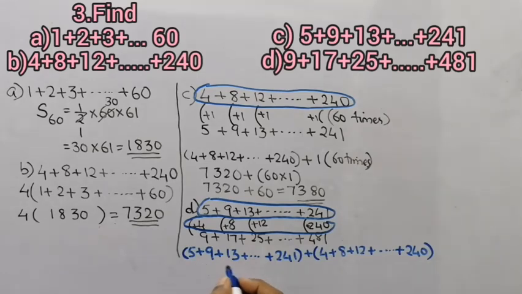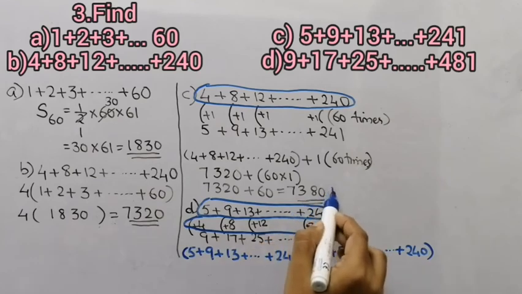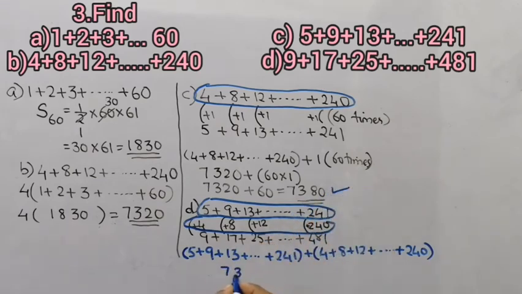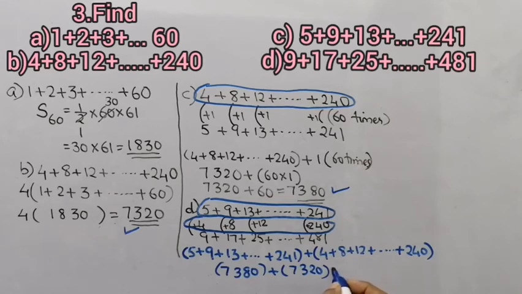So how much is 5 plus 9 plus 13 up to 241? We already got it from the C bit. The answer is 7380. Plus, now, how much is 4, 8, 12 up to 240? That is from the second bit, we will get 7320. So what is the answer? 14700 is the sum of this D bit, okay?